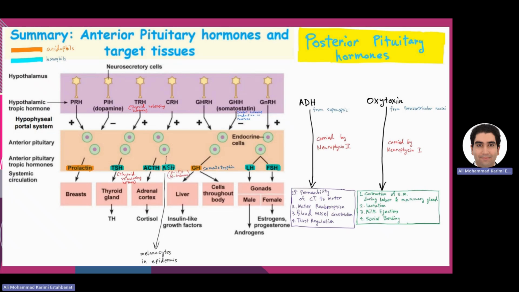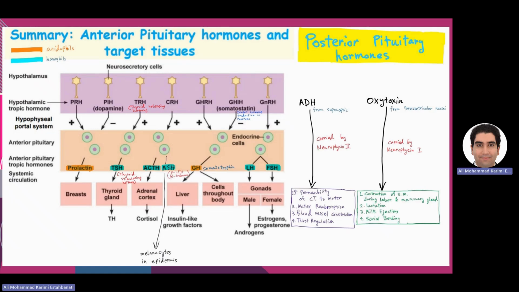Now, for the posterior pituitary, there are two hormones, as I mentioned, that are produced by the hypothalamus, and they go through a set of neurons, through their axons, and go to the posterior pituitary to get stored in the Herring bodies. Now, these two hormones are ADH and oxytocin. The ADH gets produced from the supraoptic nuclei, and the oxytocin gets produced by the paraventricular nuclei.